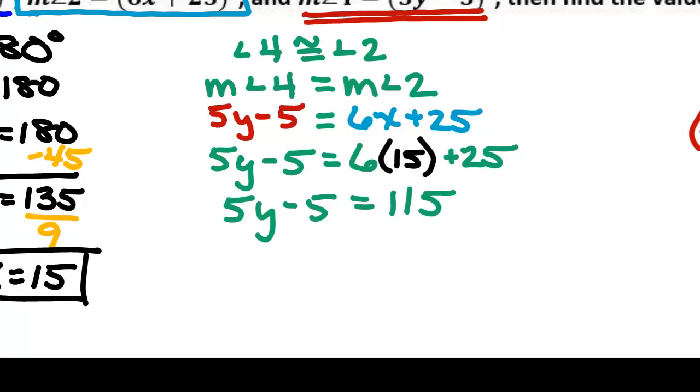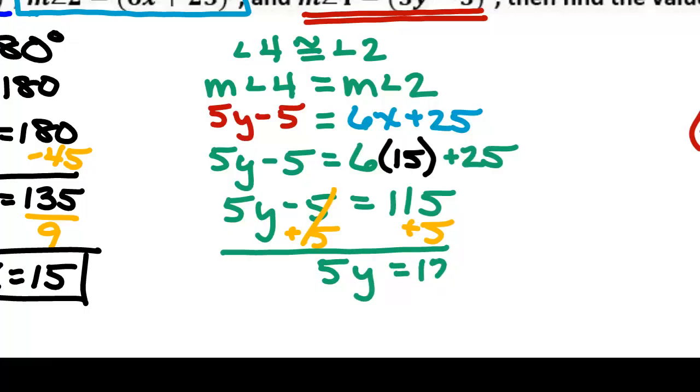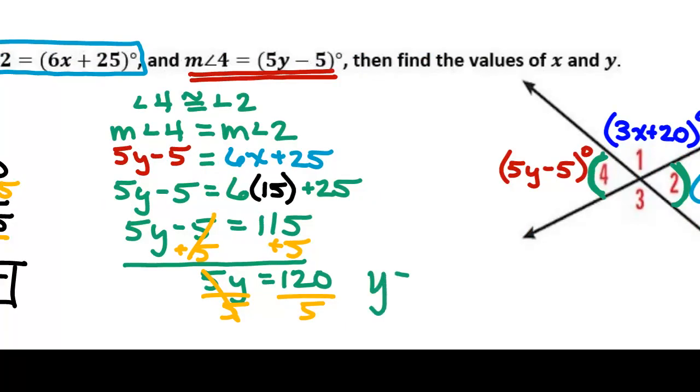Then I'm going to add 5 to both sides. So I get 5y equals what? 120. And then we divide both sides by 5. What is 120 divided by 5? 24. So y equals 24.